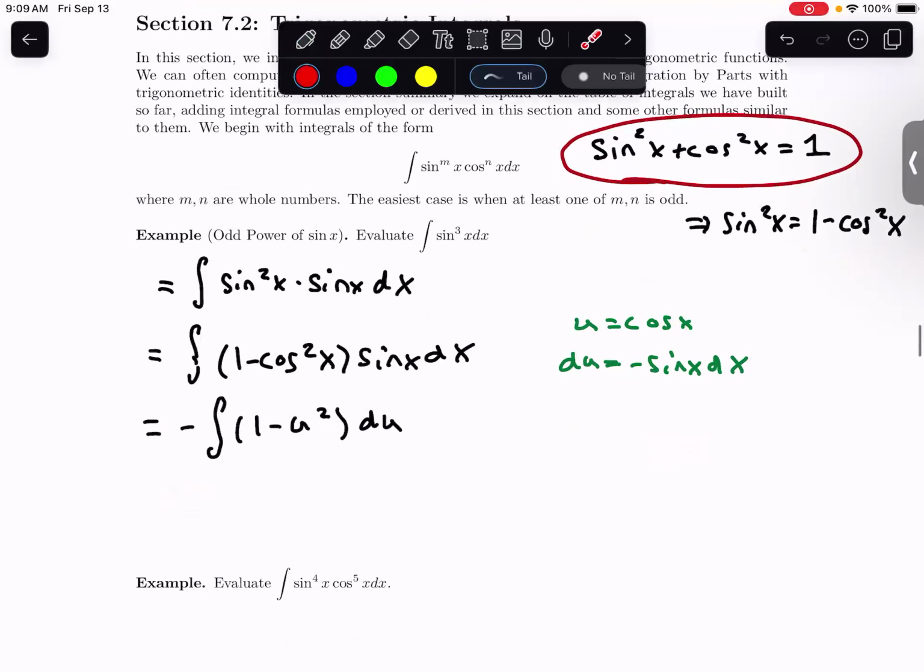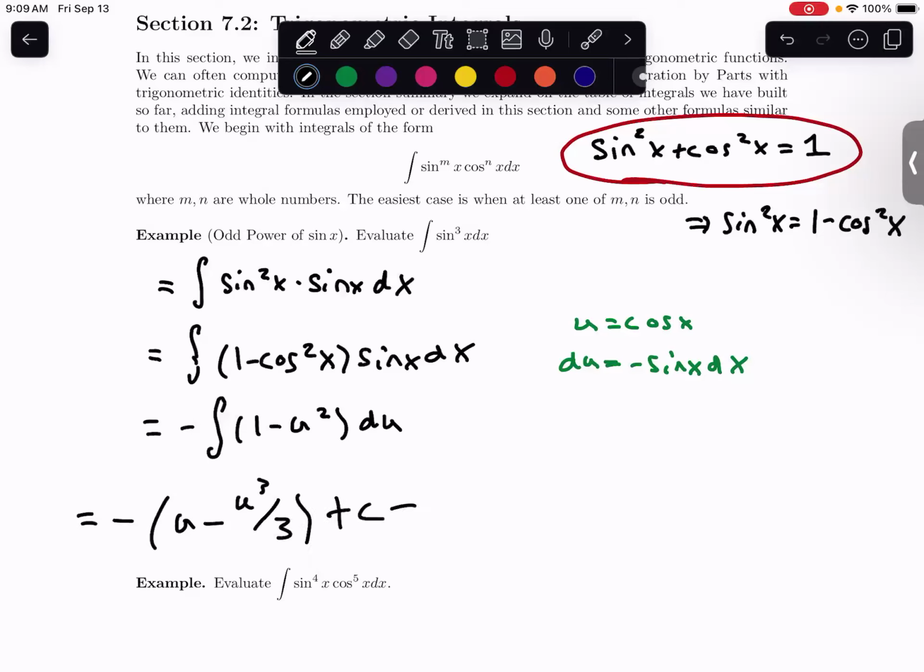Now we have something that's straightforward to compute, right? We just need to use the power rule for integration here. So this is equal to minus 1 times the antiderivative of 1, which is u, minus the antiderivative of u squared, which is u cubed over 3. Then you add the c at the end and substitute back in for x. Since u is equal to cosine of x, this is cosine of x minus the cubic power of cosine over 3 plus c.